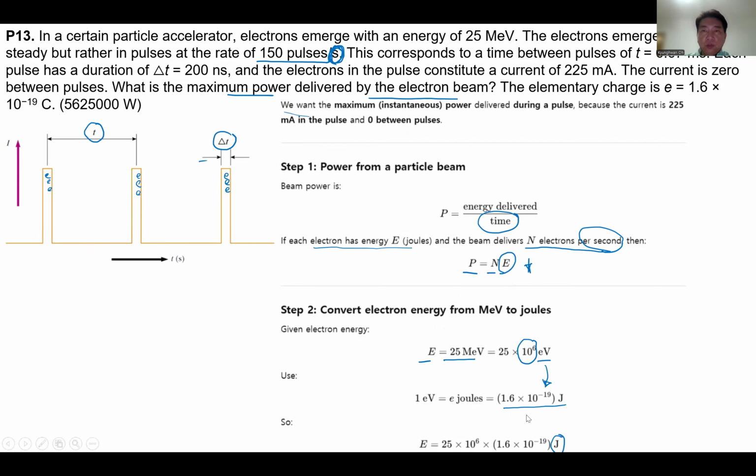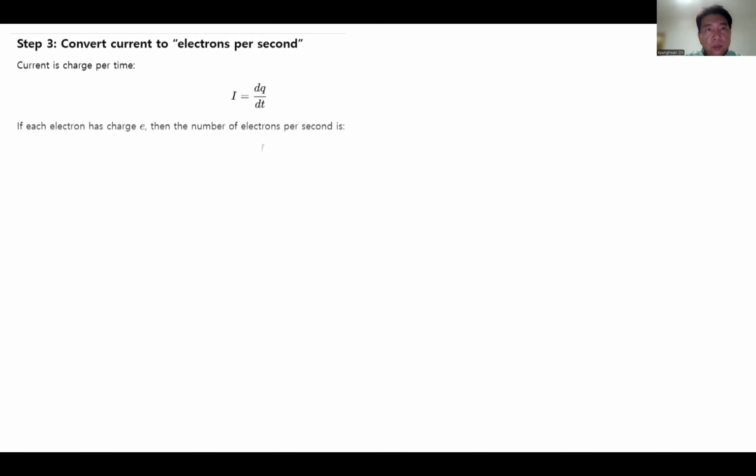Okay, and now it's time to think about how to find out the n electrons per second. It's easy if you recall the relationship between the current and charges. So you have a current is given by dq over dt. Each electron has a charge e. The number of electrons per second is given by this one.